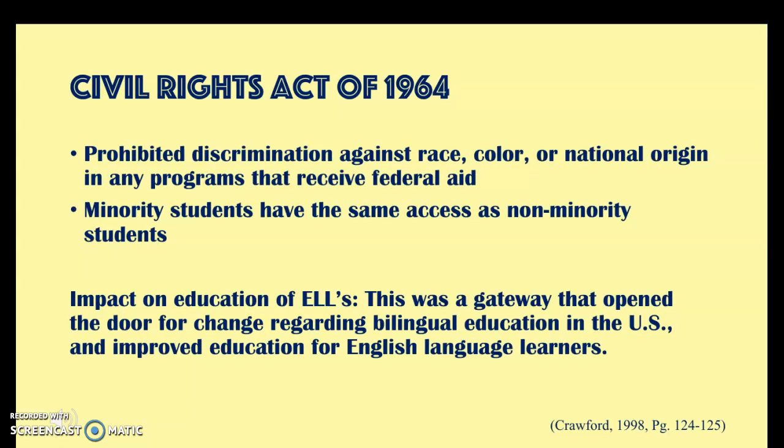The Civil Rights Act of 1964 was the next major event that impacted bilingual education. This act prohibited discrimination against any race, color, or national origin in any programs that received federal aid. This was very important for educational institutions because many of them relied heavily on federal assistance. This act provided minority students with the same access as non-minority students in their schooling.